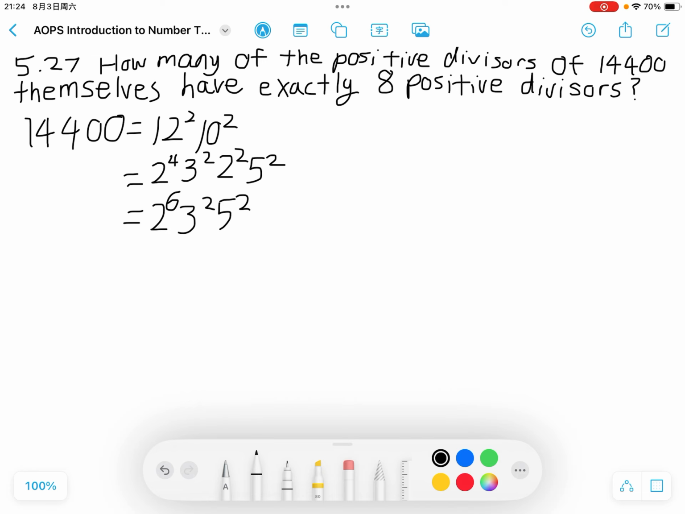We want to know how many numbers which are divisors of this factorization have exactly 8 positive divisors. So let's call every divisor D. We can make this more abstract. So we have 2 to the power of A times 3 to the power of B times 5 to the power of C. So we know that A has to be in the range of 0 and 6.